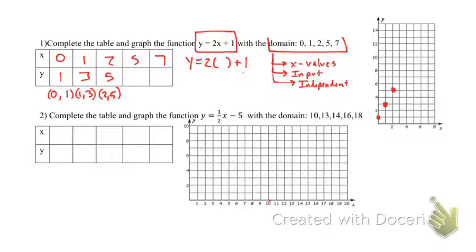So we're going to plug in 5, and that gives me 10 plus 1, which is 11. So we have 5, 11. All right, and the last x we're going to plug in is 7. 2 times 7, 14, plus 1 more, 15. So we have 7, 15.